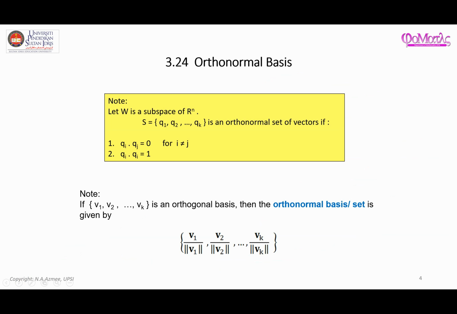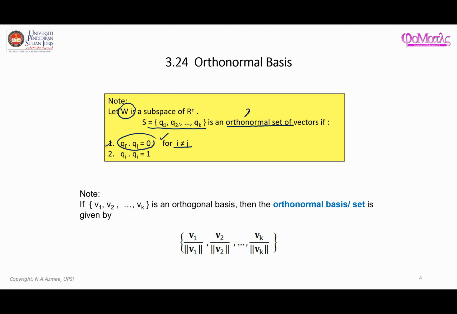Okay, so here are some notes related to orthonormal basis. For example, W is a subspace, and let's say we have an orthonormal set containing vectors that are orthonormal, which means that if you consider the dot product of each qi and qj, where i is not equal to j, the result is 0.